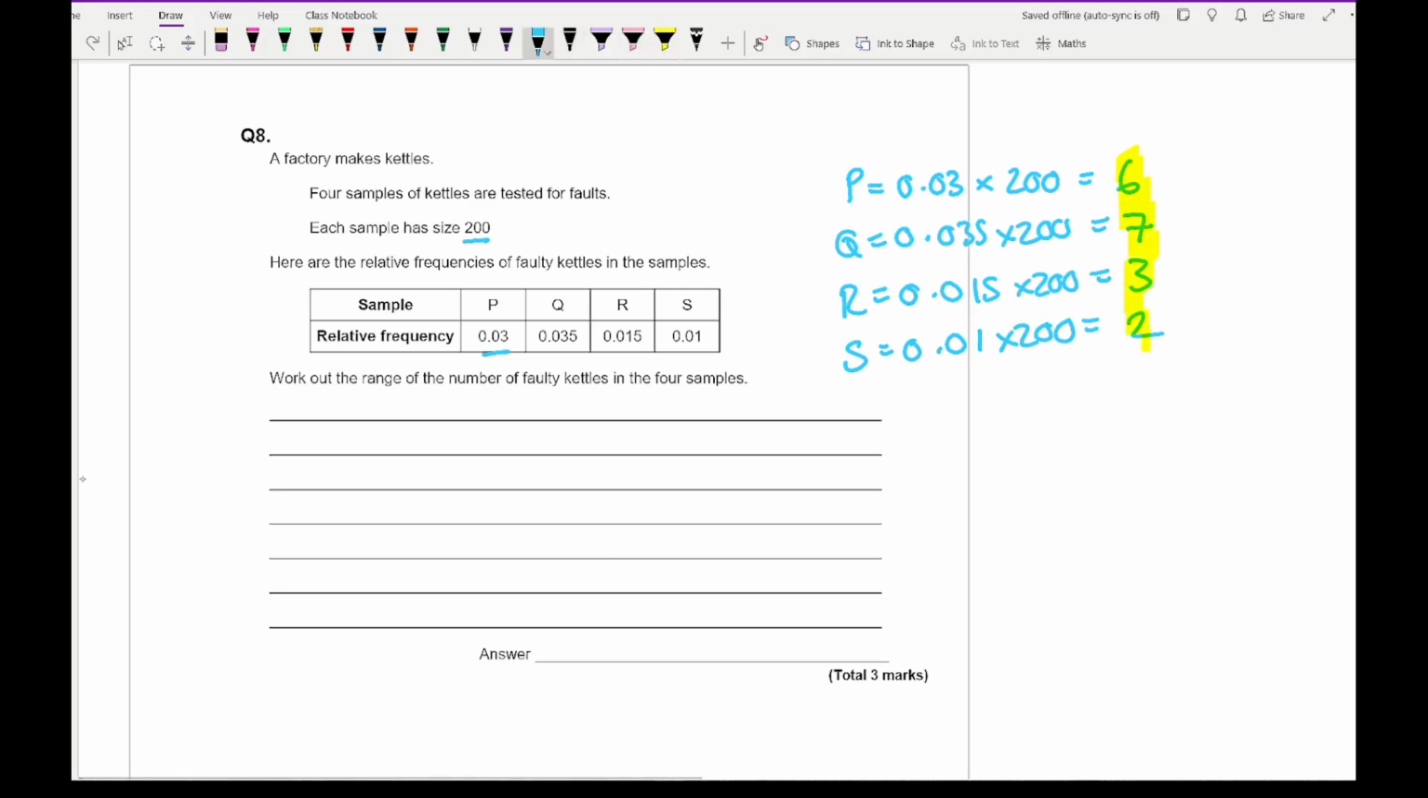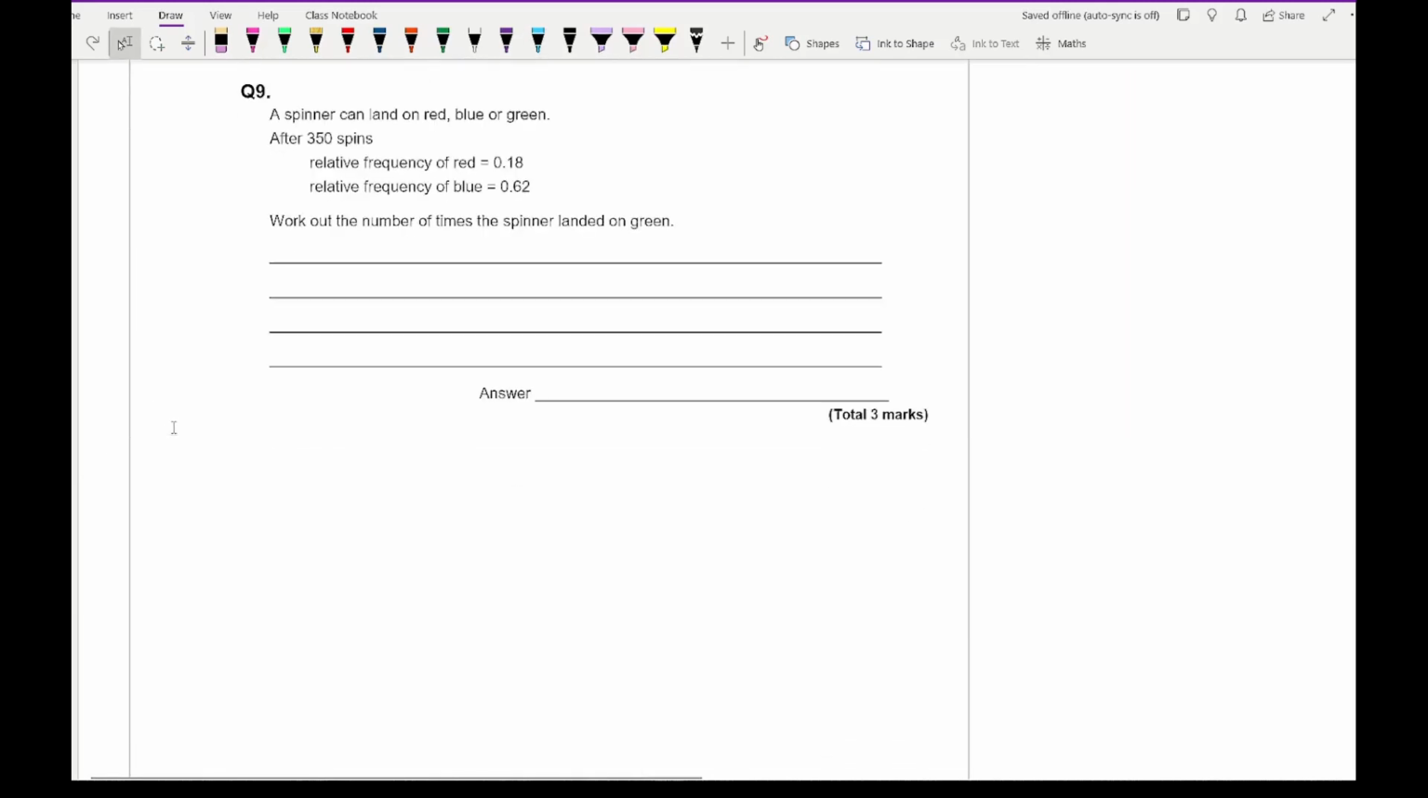So then the range is going to be the biggest number, which is 7, take away the smallest, which is 2, so the range is 5. Then moving on to question 9, it says that a spinner can land on red, blue or green. After 350 spins, the relative frequency for red is 0.18, the relative frequency of blue is 0.62. Work out the number of spins it landed on green.